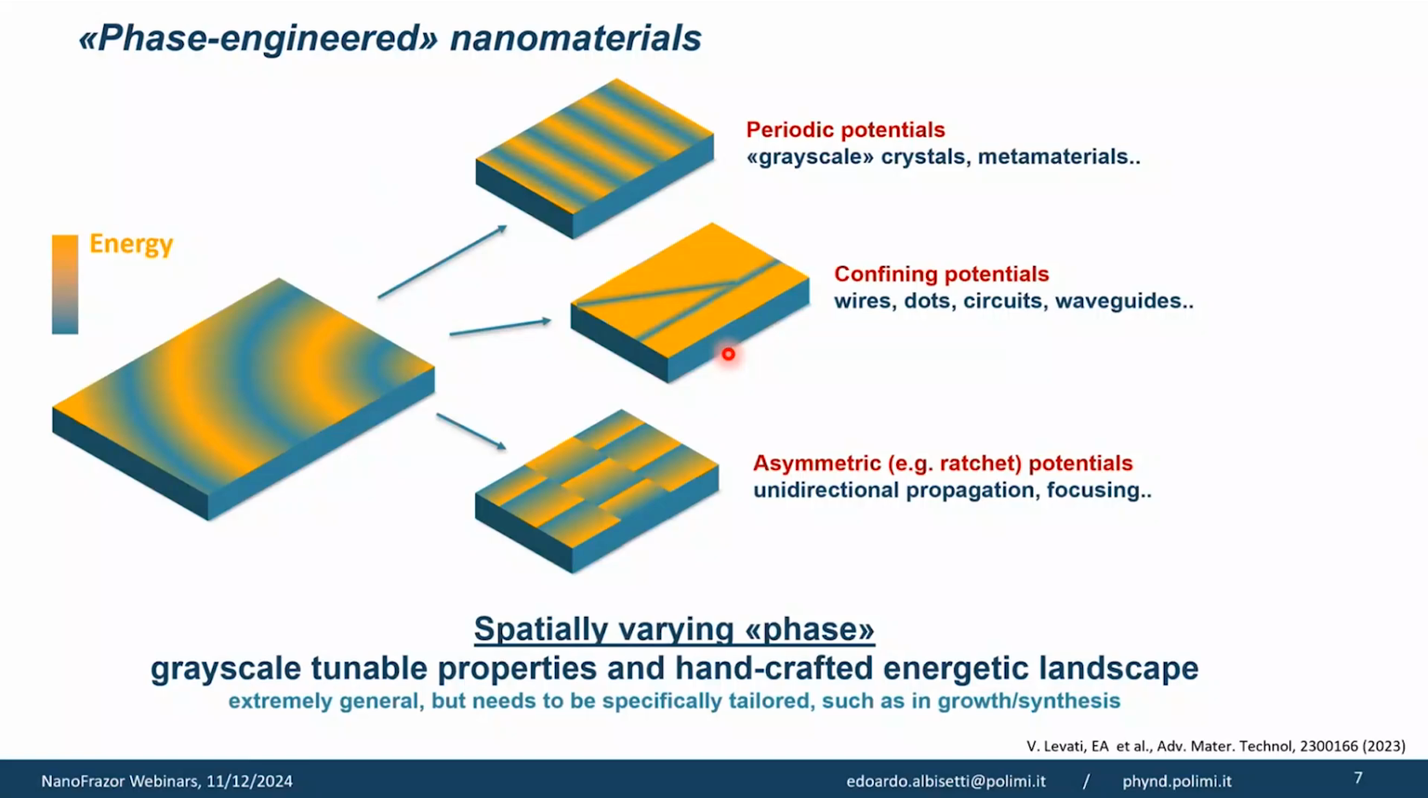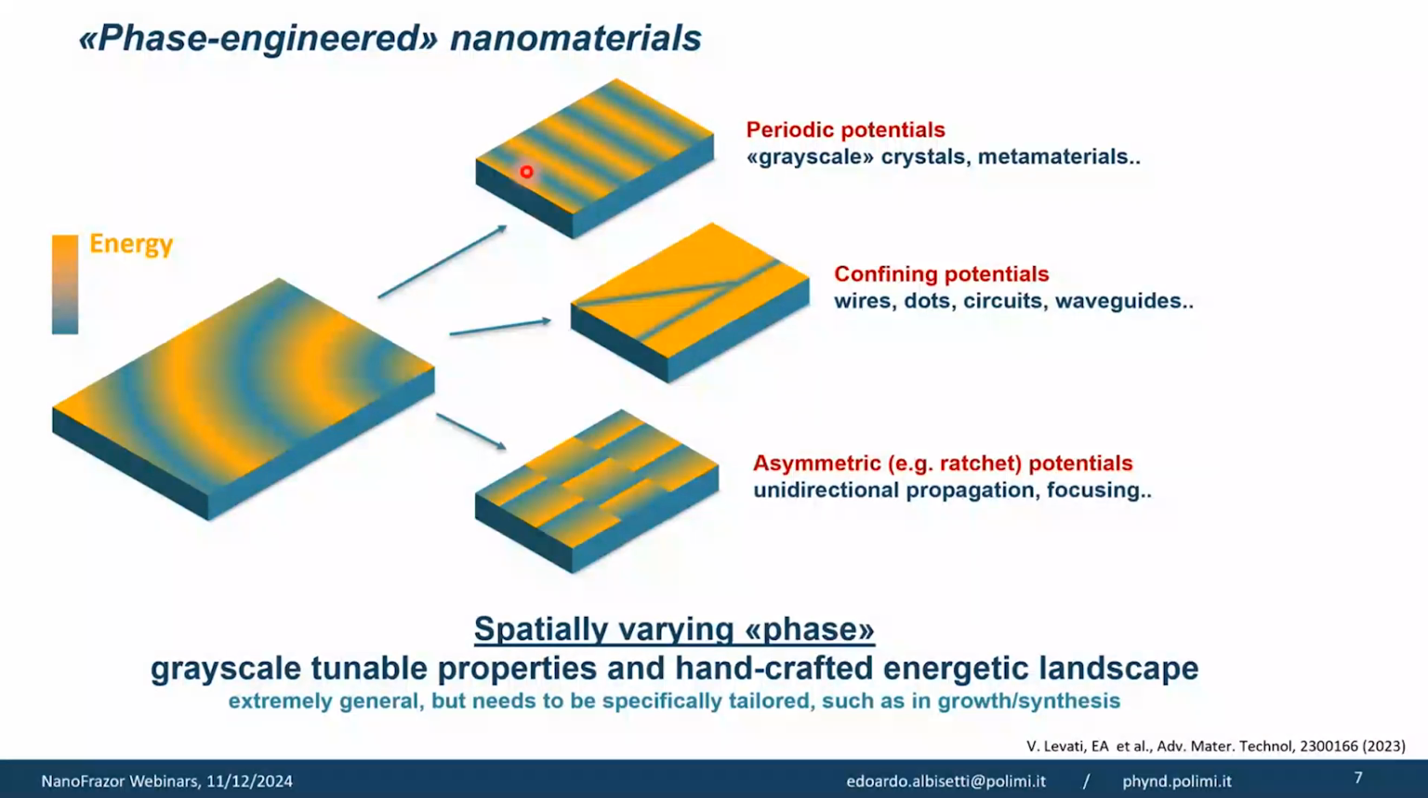The idea, going into a little more detail about these potentials: depending on the shape and on the spatial confinement of this potential, we can have different effects. For example, periodic potentials usually give rise to grayscale crystals, such as materials where there is a superimposed periodicity that is seen from outside as new uniform properties, different from the uniform property that was there before introducing this energetic landscape, or metamaterials.